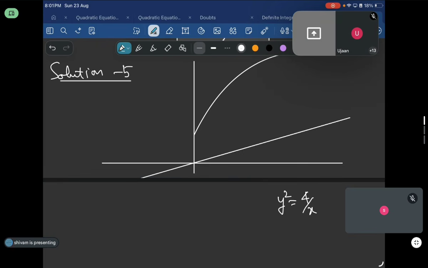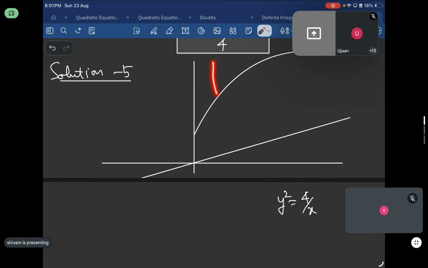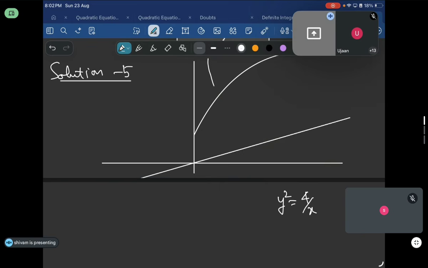Right. Remember, this is the graph of x equal to 1 by y. Y equal to 1 by x. Right. So the graph will look somewhat like this. Understood? So x equal to 4y y square will also look somewhat like this, but in the first quadrant. Okay. So this is how the graph is going to look like. Tell me.